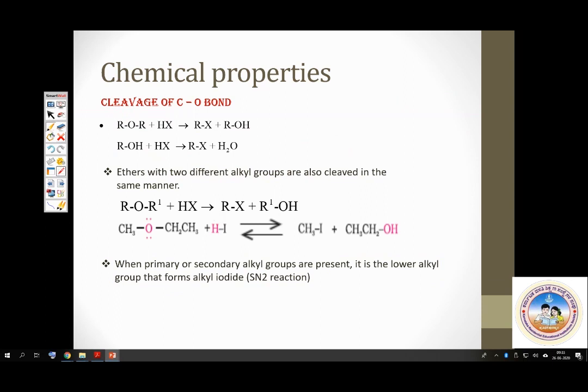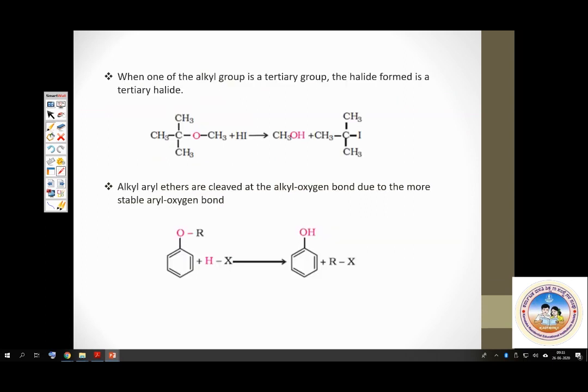The next rule is, when one of the alkyl groups is tertiary. If your ether contains a tertiary alkyl group, then it gets completely reversed. Then the larger tertiary group forms the halide, and the smaller group forms the alcohol. Okay. Now look at this example.